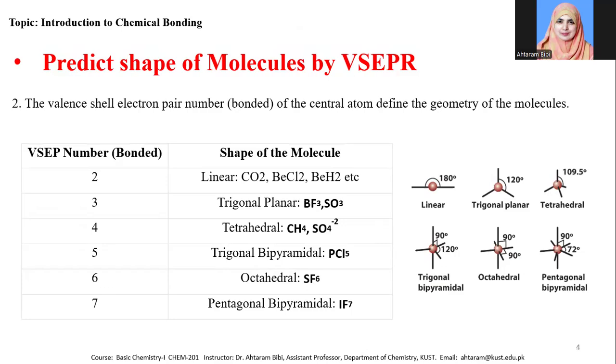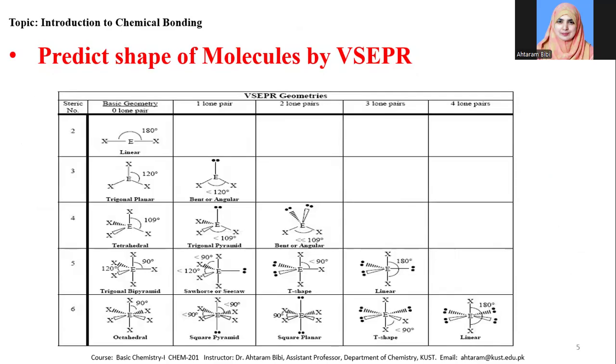So the geometry of a molecule depends upon the number of valence bonded electron pairs. On the basis of valence bonded electrons, we can decide the geometry of a given molecule. In this slide, we can see only the bonded pairs of electrons: if there are two bonded pairs, the structure will be linear. If three, the structure will be trigonal planar. If seven, the structure will be pentagonal bipyramidal. Here we can see that if there are two bonded pairs of electrons, the structure will be linear, as one can see in the first row of this table.